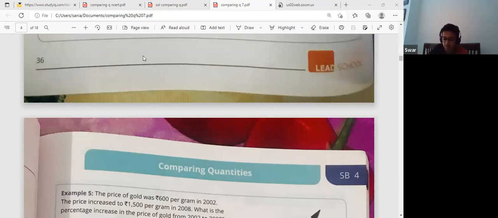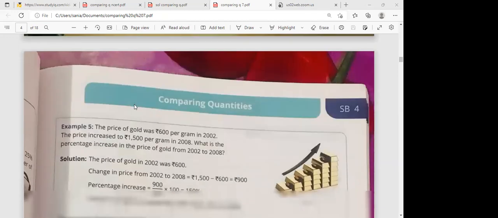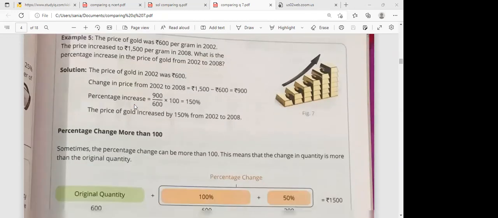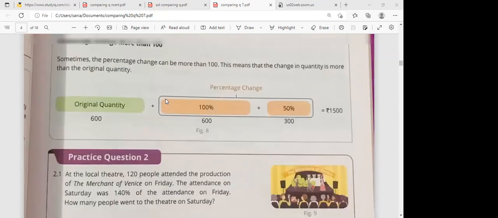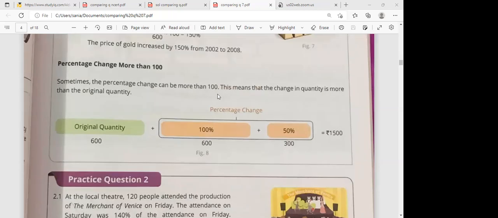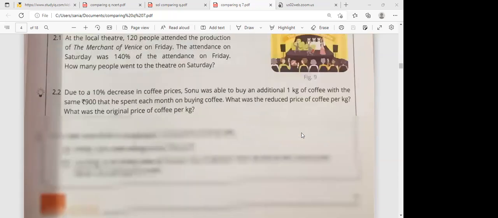Yes, ma'am. Now it is coming. One more thing over here, this is a small trick for you. Sometimes a percentage change can be more than 100, right? This means that the change of a quantity is more than the original quantity. So, for example, the original quantity was 600. 100% is 600, plus 50% is 300. So it is 900, right? It can be more. Over here, what you are getting? You are getting 150, right?